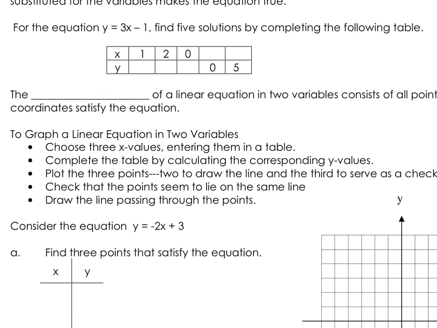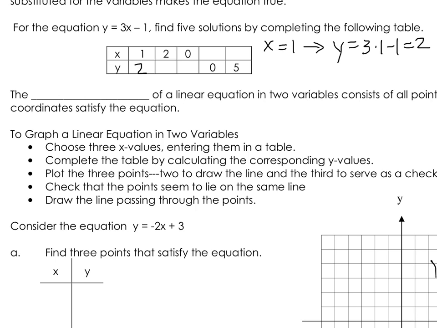So our table specifies first that x equals 1. If x equals 1, what is y? So we're going to substitute 1 into our equation. Our equation again is y equals 3x minus 1. So we'll have y equals 3 times 1 minus 1. That's 3 minus 1, that's 2. So when x is 1, y is 2.